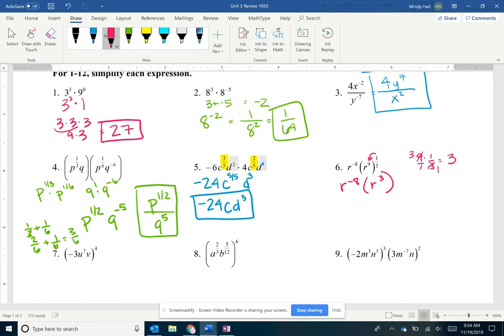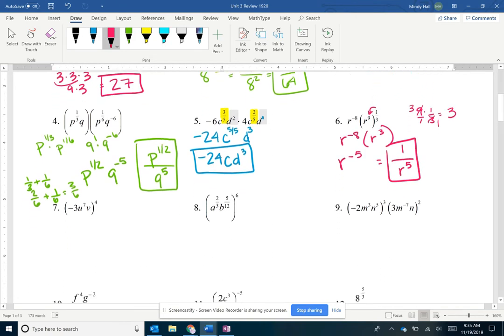And now since we're just multiplying these r's, we can just add. So negative 8 plus 3 would give me negative 5. So this would be r to the negative 5th power. And then because it's a negative 5, I have to put it in the denominator to make it positive. So it's 1 over r to the 5th power like that.